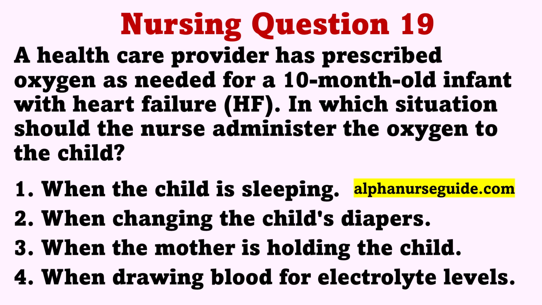The correct answer is 4. When drawing blood for electrolyte levels, oxygen administration may be prescribed for the infant with HF for stressful periods, especially during bouts of crying or invasive procedures. Drawing blood is an invasive procedure that would likely cause the child to cry.